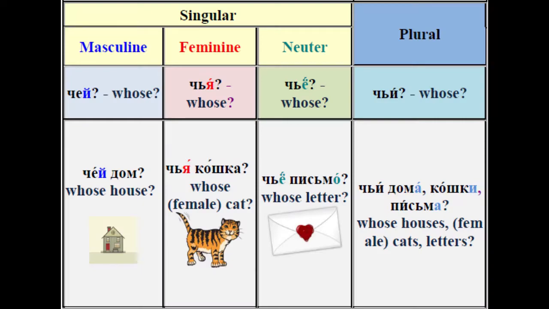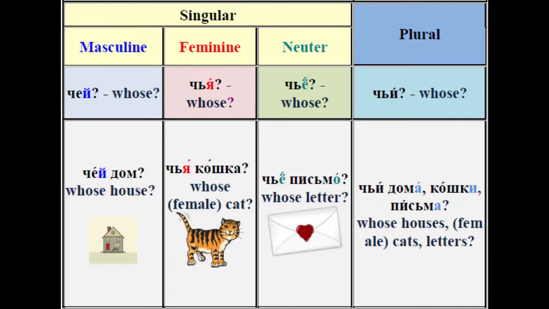So let's check the table. We know that there are three genders in singular form: masculine, feminine, neuter. If the noun is masculine, then the question whose will sound like чей. For example, whose house? Чей дом? If the noun is feminine, then the question whose will sound like чья?